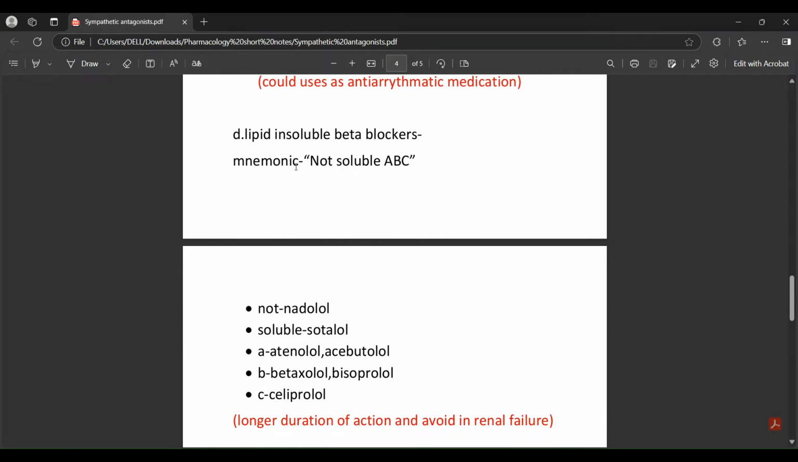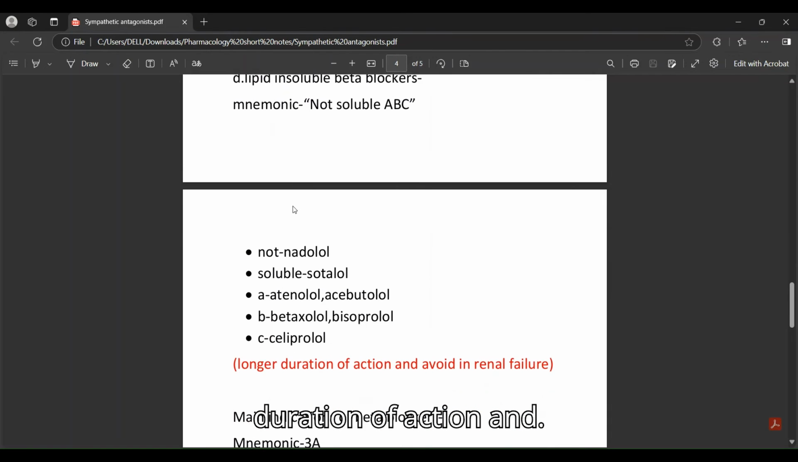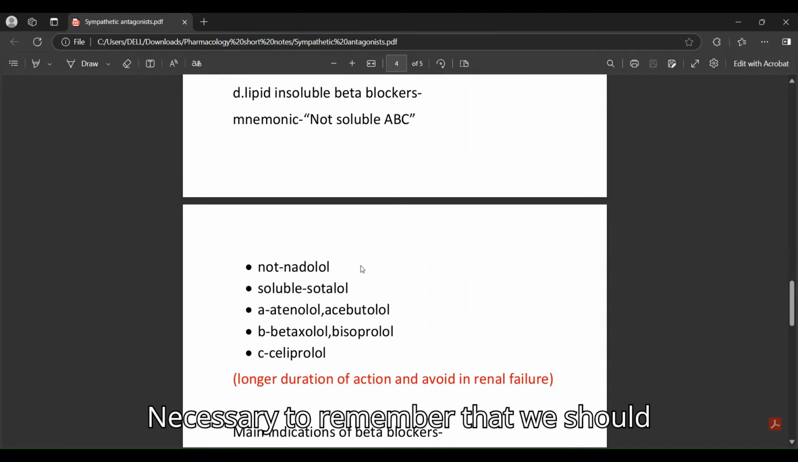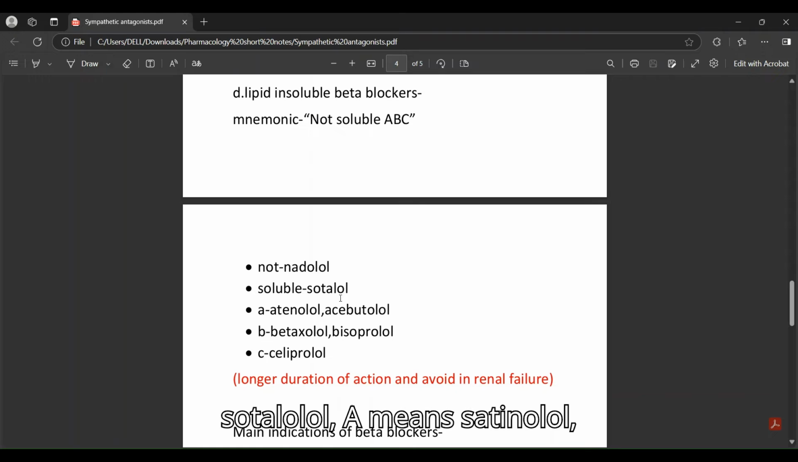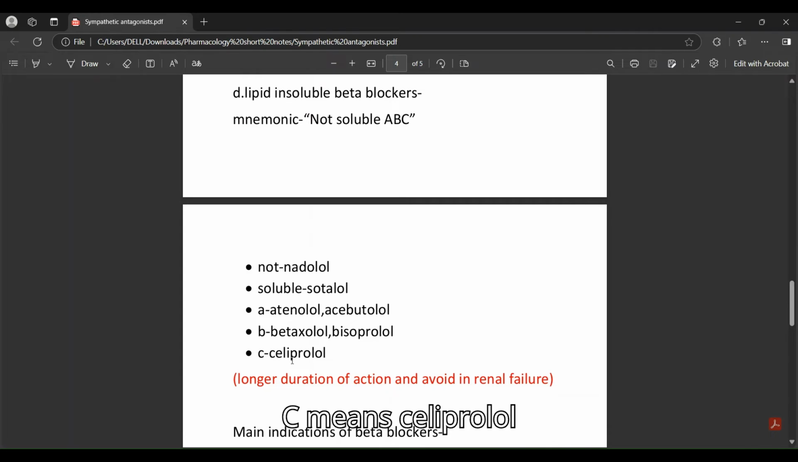Next, the lipid insoluble beta blockers. Lipid insoluble means these beta blockers have a long duration of action, and it is necessary to remember that we should avoid these drugs in renal failure. The mnemonic is: not soluble ABC. Not means nadolol. Soluble means sotalol. A means atenolol. A is acebutolol. B means betaxolol, bisoprolol. C means celiprolol.